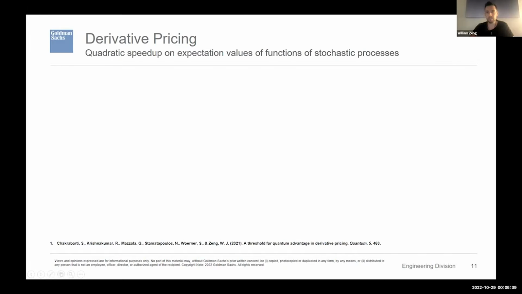So let's dive into this first application of derivative pricing. And at the end of the day, we're going to leverage a quadratic speedup on calculating the expectation value of different functions of stochastic processes. So that's what it means, but maybe I'll give you a high level summary.